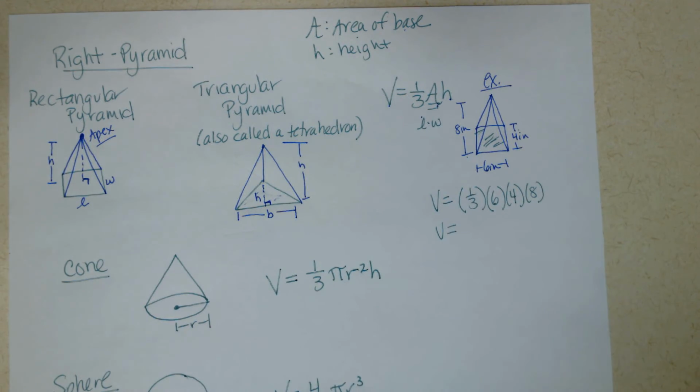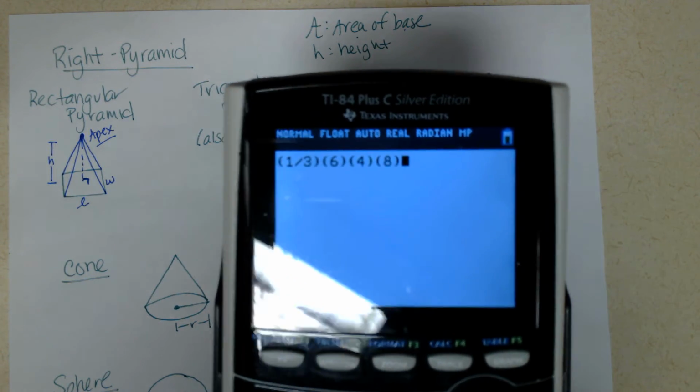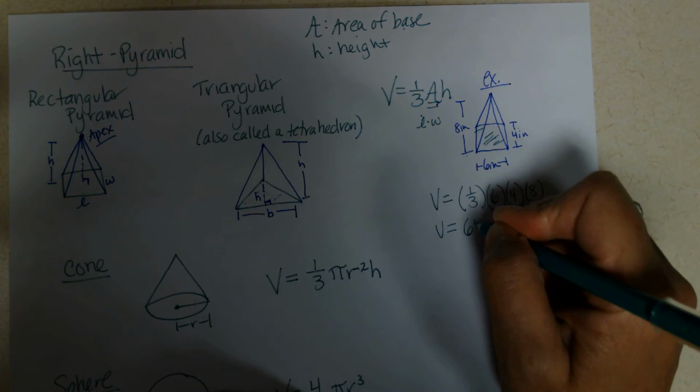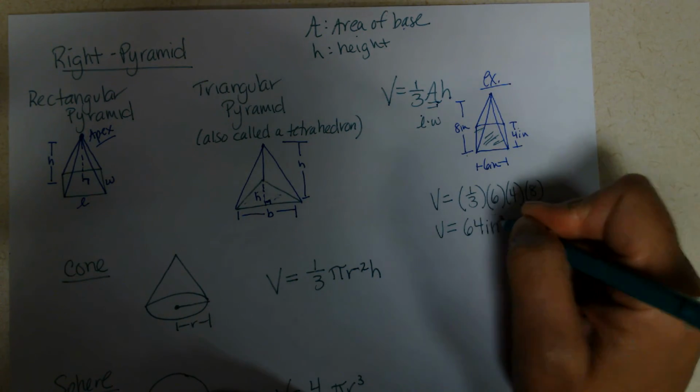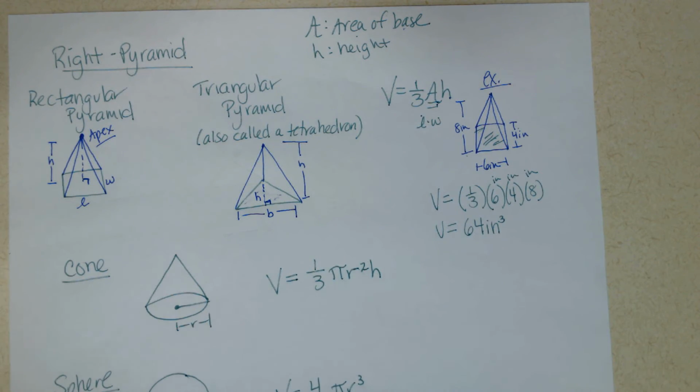Volume equals, I'm going to put my 1/3 in parentheses. If you don't, you get the wrong answer. You could use 0.3. It won't give you as great an answer. 0.33 would probably, but I'm just going to do this. 1/3 times 6 times 4 times 8. I'm going to get 64. Great. So we get 64 inches cubed. And these should all have inches, as you know, inches times inches times inches. So the volume of our pyramid is 64 inches cubed.